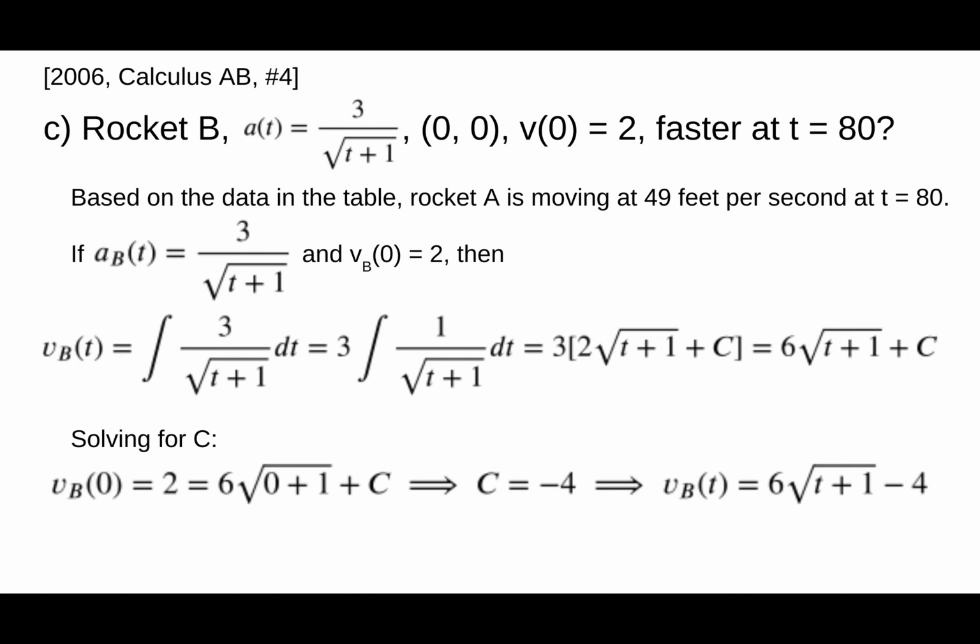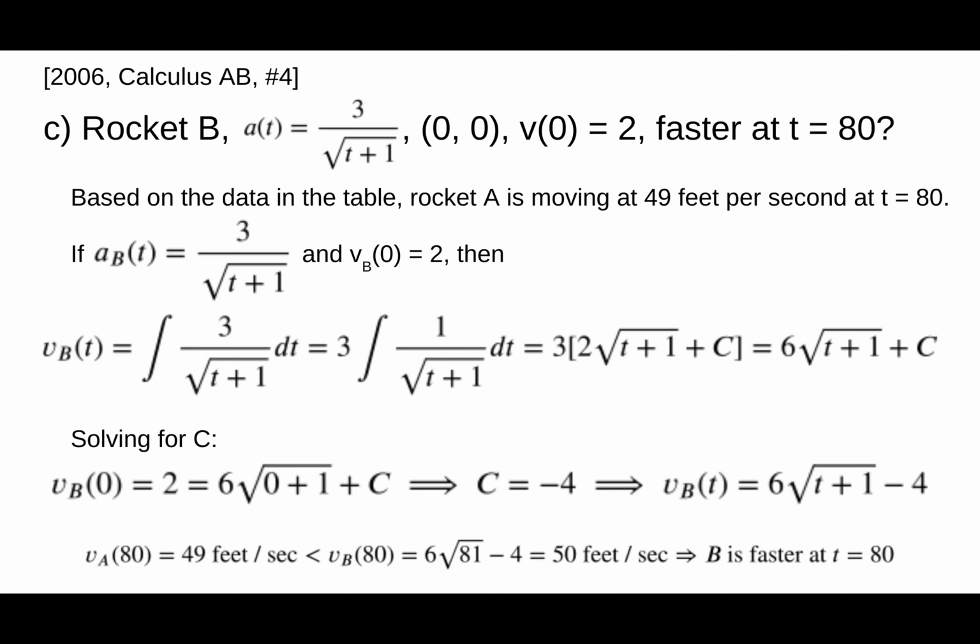Well, if I need to know the velocity of rocket B at t equals 80, I can just plug in 80 for t. 80 plus 1 is 81. Square root of 81 is 9. 6 times 9 is 54. 54 minus 4 is 50. So the velocity of rocket B at t equals 80 is 50 feet per second, compared to the 49 feet per second for rocket A. Rocket B is traveling faster at t equals 80 seconds.